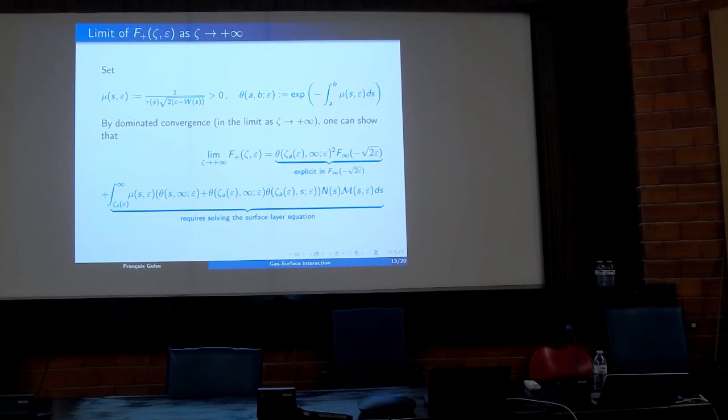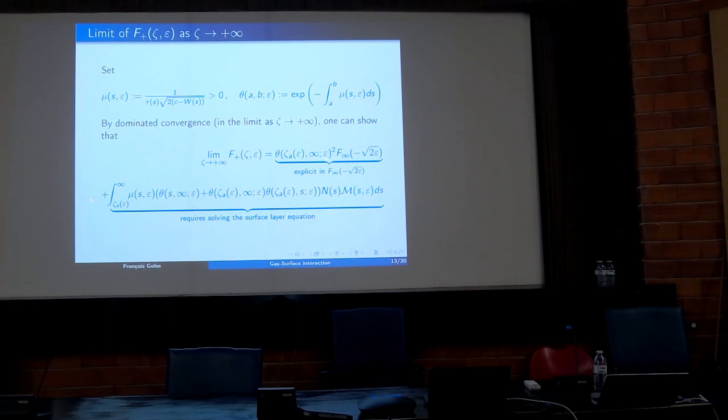And this is multiplied by a coefficient, which you can compute explicitly. So this coefficient, it's a theta of zeta, a of epsilon infinity and epsilon, which is given by this formula here. So here you have this mu, which involves the relaxation time of the collision with the phonons. And you have the interaction potential, which is here in the energy in which you inject the particles, right? So you have an explicit formula here for this coefficient.